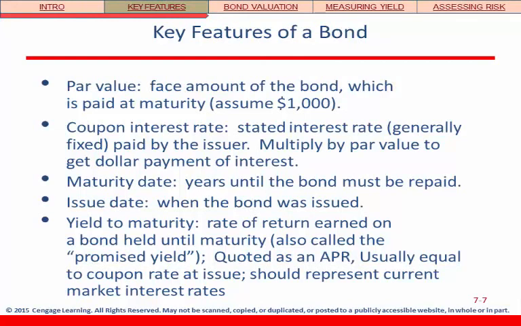Now, most of the time, if you go to the bond market, the bond's not going to be exactly $1,000. It could be worth a little bit more, a little bit less. If it's worth more, then we usually call that a premium bond. If it's worth less, we call it a discount bond. But we'll get more into that. But really, you've got to think about par value as $1,000.